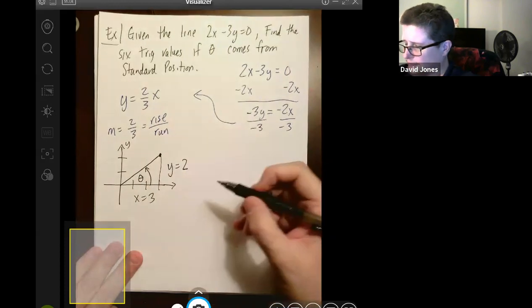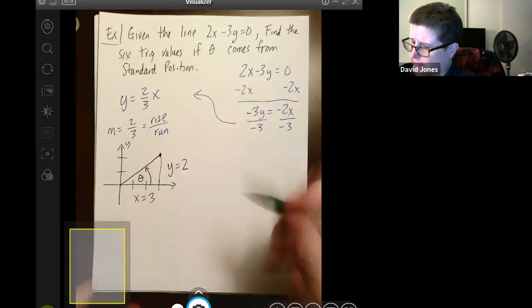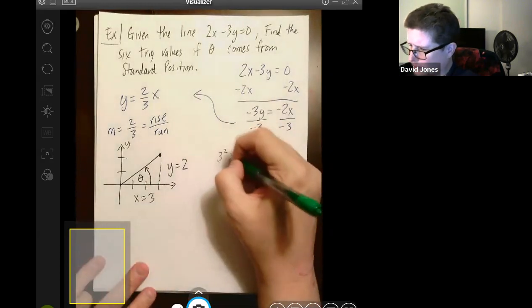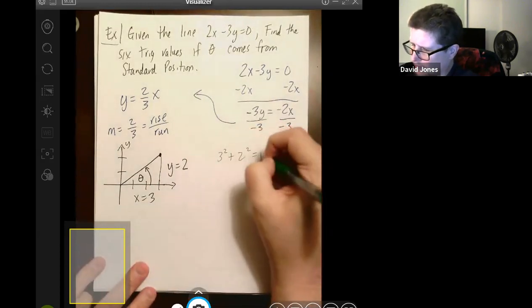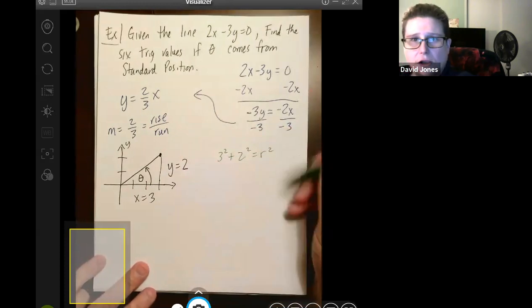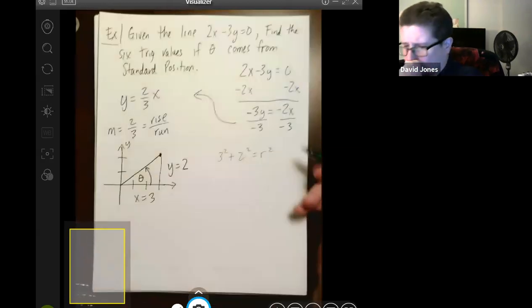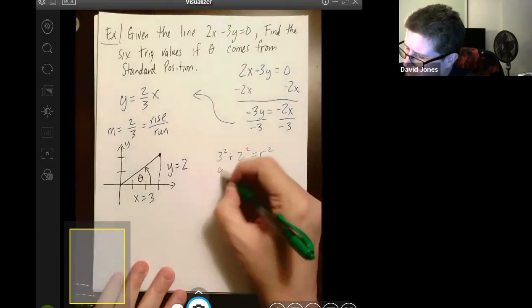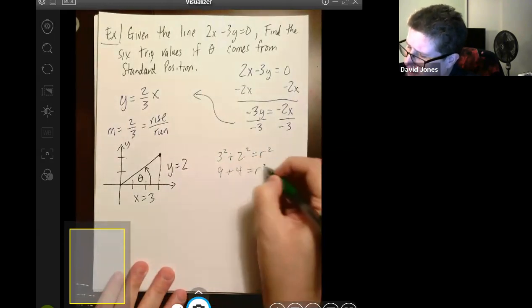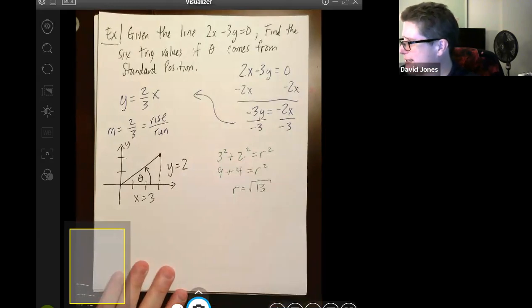Let's find r. Notice I keep flipping back and forth between whether I use the square root version or the base version. You should be comfortable with both. This is 9 plus 4. So r is the square root of 13. Not a friendly number, is it?